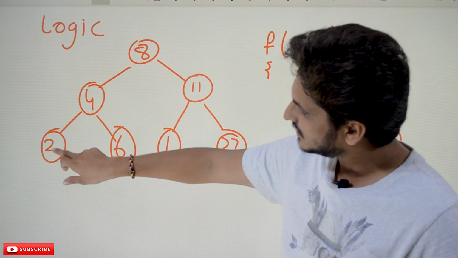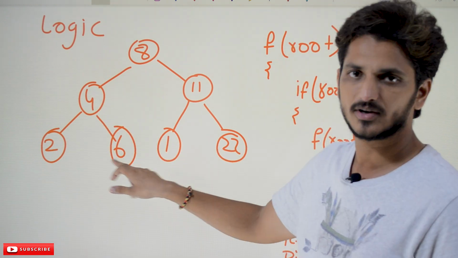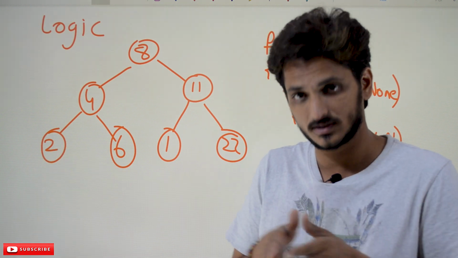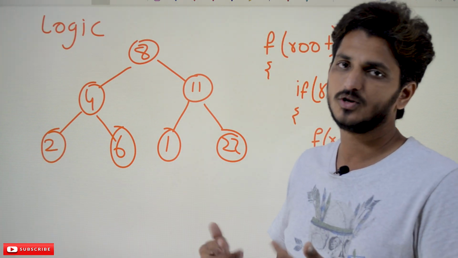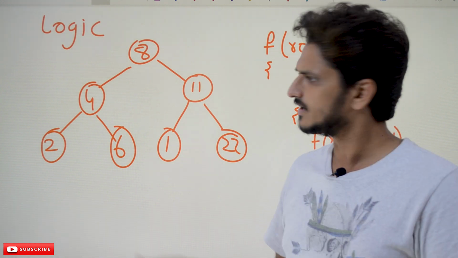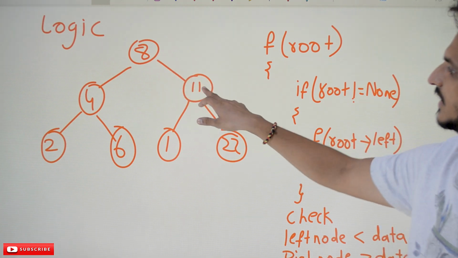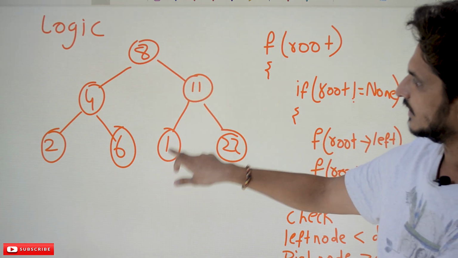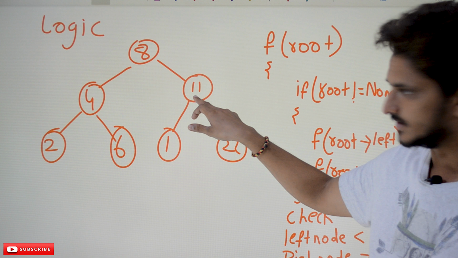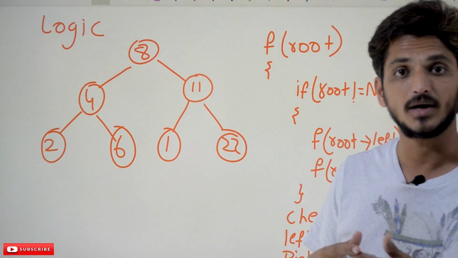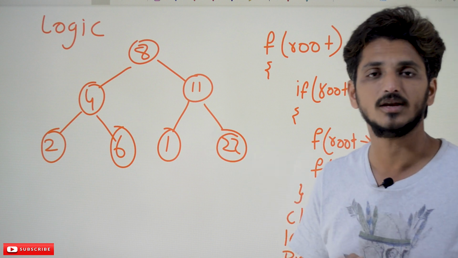This function again calls the left side function and right side function, but because these nodes don't have child nodes, it is going to find left side none and right side none. It is accepted. Similarly on the right side, on the left of 11, 1 is less than 11, it satisfies. 22 is greater than 11, it is satisfying. But this is not a binary search tree.